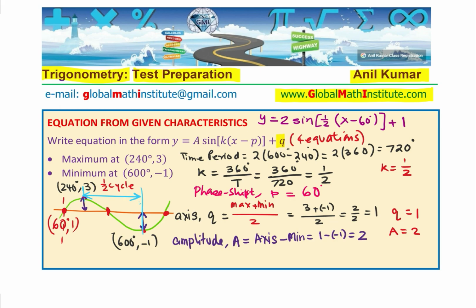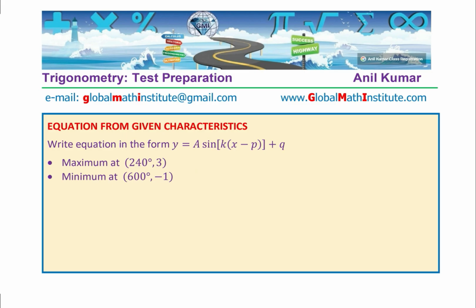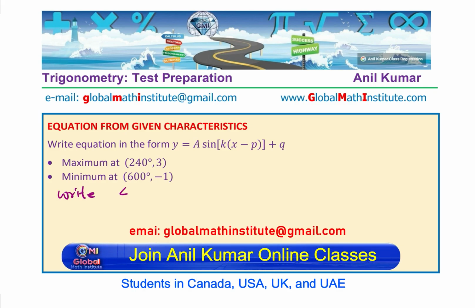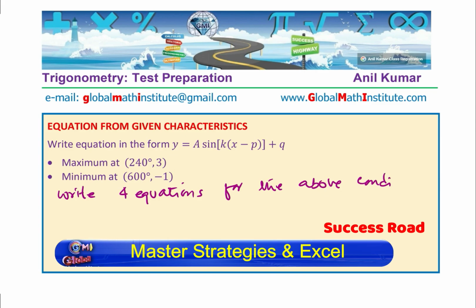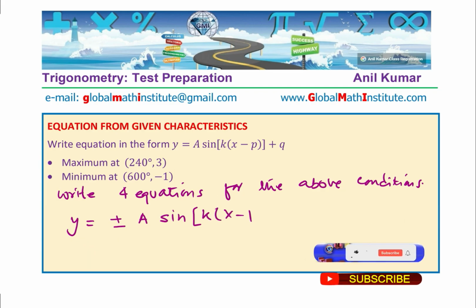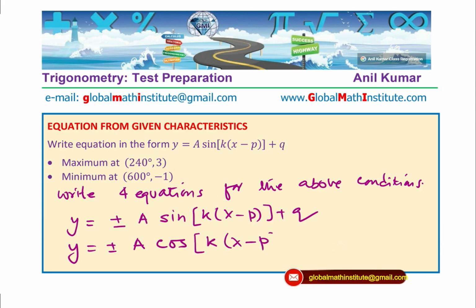So that becomes the equation for the given function, correct? So I hope the solution is absolutely clear. I would like you to write down 4 different solutions of this particular question, right? So here's a question for you. We are given the same conditions which we just now worked out. Now I would like you to write 4 equations for the above conditions. The four equations will be of the form y equals plus or minus a sine k x minus p plus q, or y equals plus or minus a cosine k x minus p plus q.